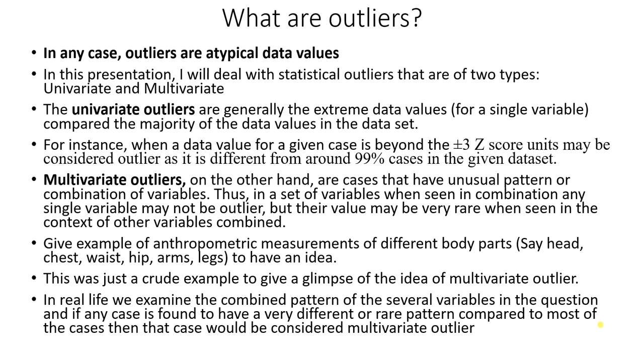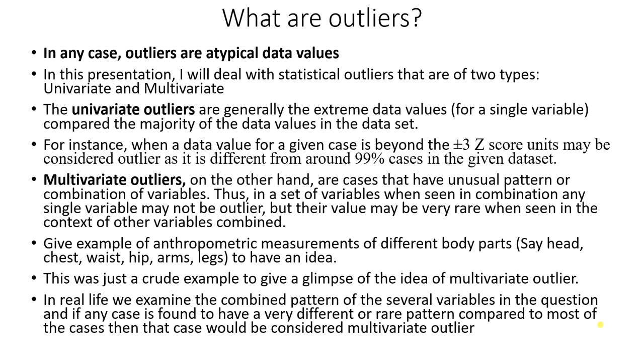But say, when we take all the values together in combination, we note a case where, compared to the measurements of the chest, waist, hip, arms, and legs, the head size is disproportionately large. The circumference is very large. Then this gives an unusual pattern and this may be considered a multivariate outlier. This was just a crude example to give some idea of what a multivariate outlier is.